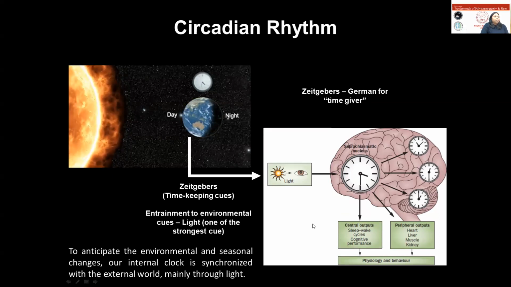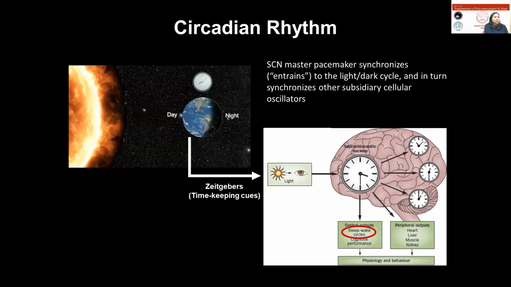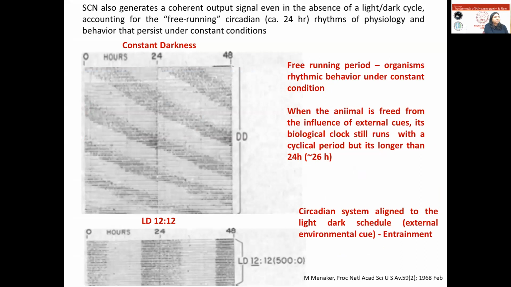We'll look at one of the experiments. We'll look at what happens in the presence of light, and what happens to the free running period of sleep-wake cycle. The other cues which also influence this endogenous clock are feeding schedules and activity. And today we'll especially be talking about sleep-wake cycle modulated by circadian rhythm.